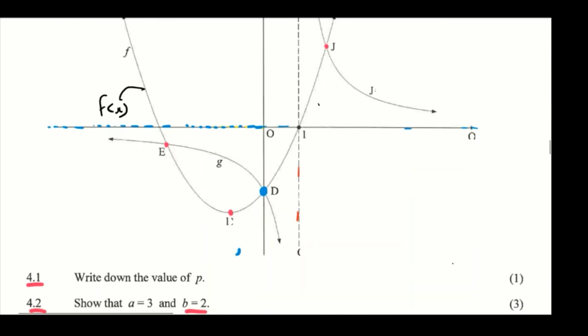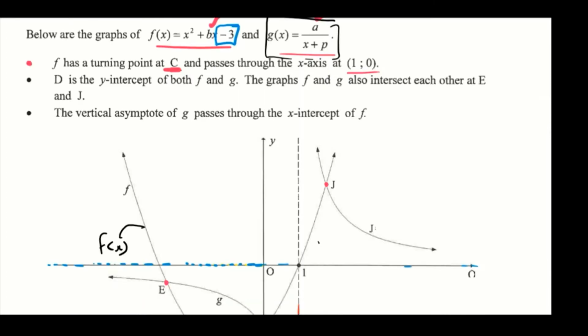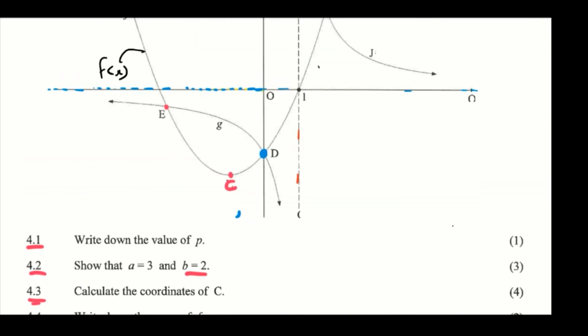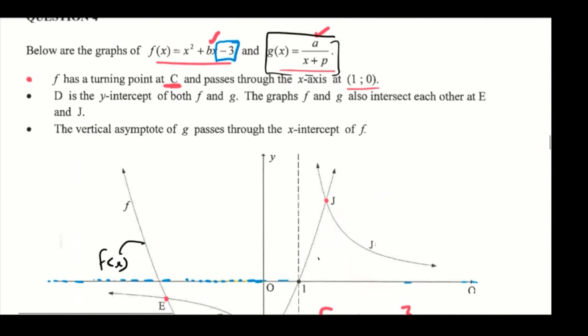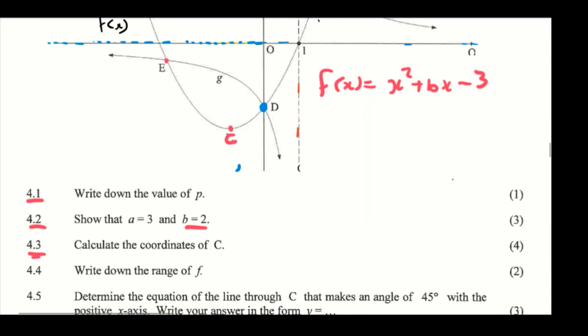C from the graph, let me first look. We were told that f has a turning point at C. So C is actually the turning point. Here it's supposed to be C, right? And we have already identified the equation of f, right? f of x is equal to x squared plus bx minus 3, right? And we have proven in the previous question that b is equal to 2. So f of x is equal to x squared plus 2x minus 3, right?